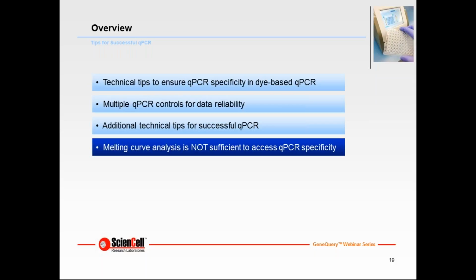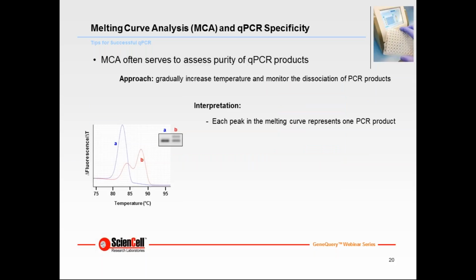Lastly, I'd like to talk about melting curve analysis, which serves as a common accessory to qPCR assays. In melting curve analysis, or MCA, the number of peaks is commonly used to determine the purity of qPCR products. In MCA, temperature is gradually increased to melt or dissociate double-stranded DNA products. As the double-strand DNA dissociates, it loses fluorescence. And this loss in fluorescence with respect to temperature is what a melting curve peak represents.